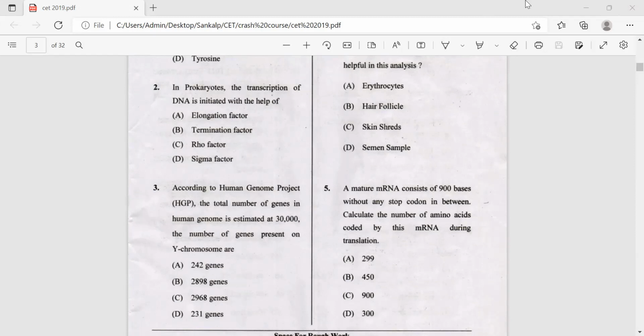Just a minute. Yes, what is the answer? I repeat the question. A mature mRNA consists of 900 bases without any stop codon in between. Calculate the number of amino acids coded by this mRNA during translation. Yes, I got two messages. Kirtana said option D. Then Janvi said option D. Okay. Now, Vani KS said option D.